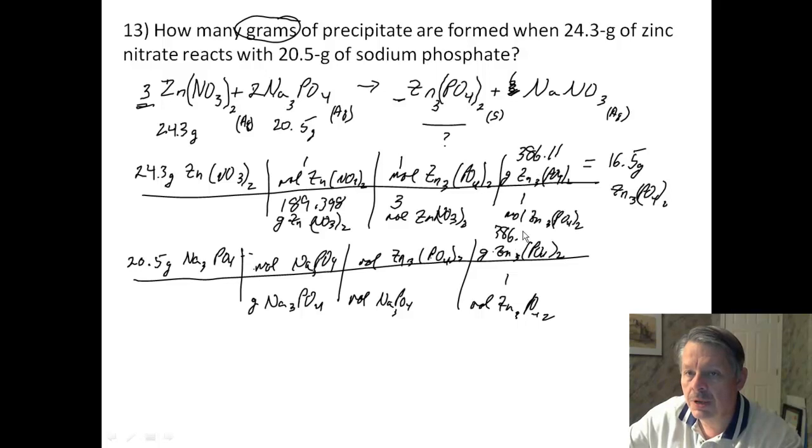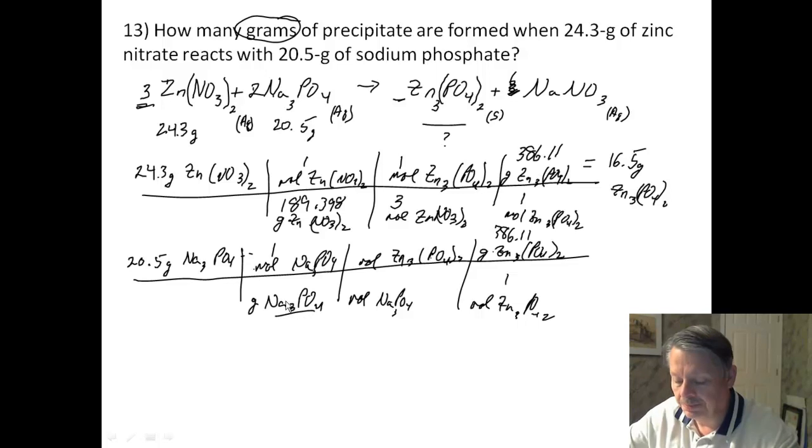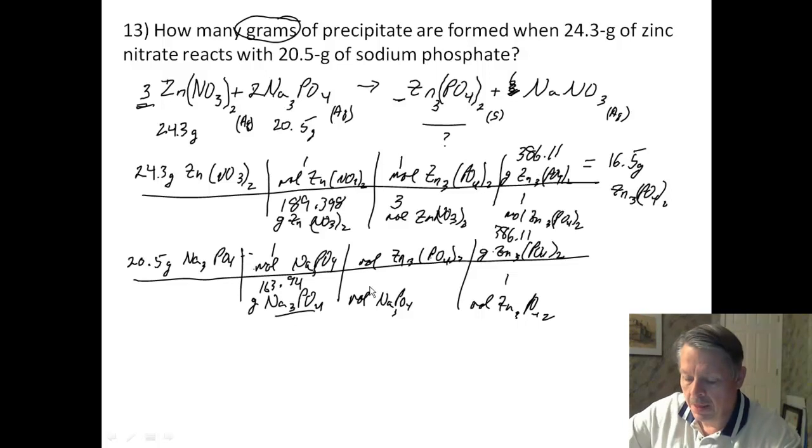It's 386.11. All right, so we have to go out to our periodic table and figure out the molar mass of sodium phosphate, which is 163.94. And let's see, sodium phosphate has a 2 in front of it, and zinc phosphate has a 1 in front of it, and we already filled in the rest.